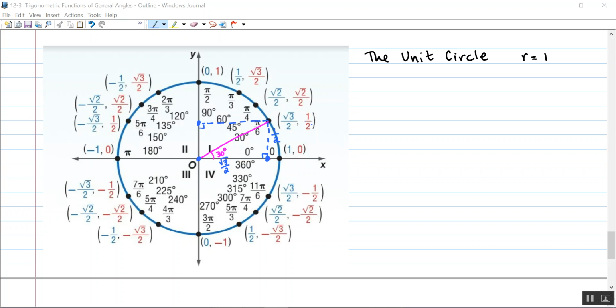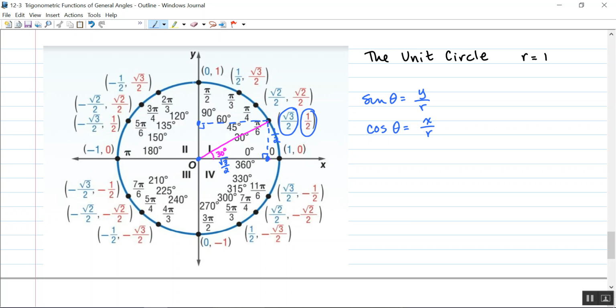So if you remember from what we did at the beginning of the lesson, the y was basically the y variable here. Sine of theta was y over r. Well, if r is equal to 1, then sine is the y value. Cosine was equal to x over r. Well, if r is 1, cosine is equal to the x value. So cosine of 30 is square root of 3 over 2. Sine of 30 is 1/2, and so on going around the circle.